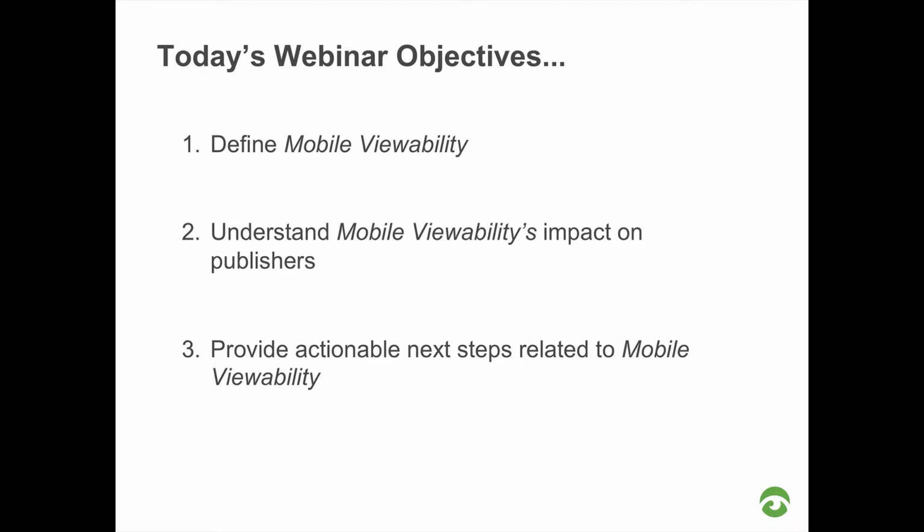So let's go through today's webinar objectives. We'll spend the next 30 minutes or so breaking down mobile viewability. By the end of today's session, we hope to accomplish 3 things. Number 1, provide publishers with a better understanding of mobile viewability. Number 2, let mobile publishers know why they should care about mobile viewability. And lastly, outline some concrete next steps that publishers can implement to make viewability part of their mobile revenue strategy.